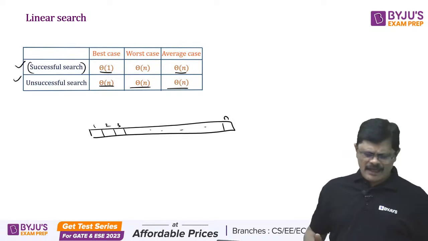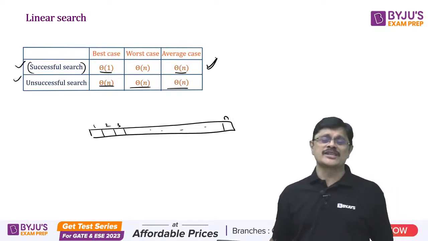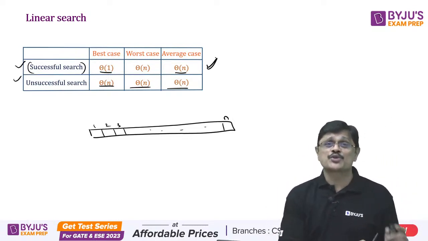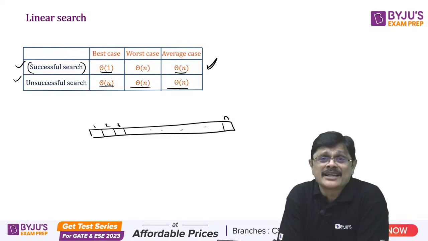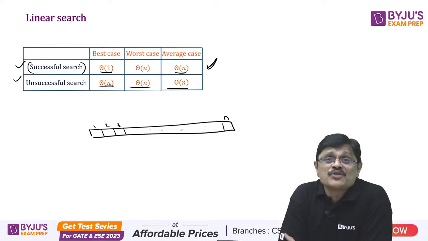Am I clear? Of course, mostly we talk about successful search also, but sometimes, to trouble you, they say that linear search results in an unsuccessful search. What is the best case time complexity? They ask you questions like this.